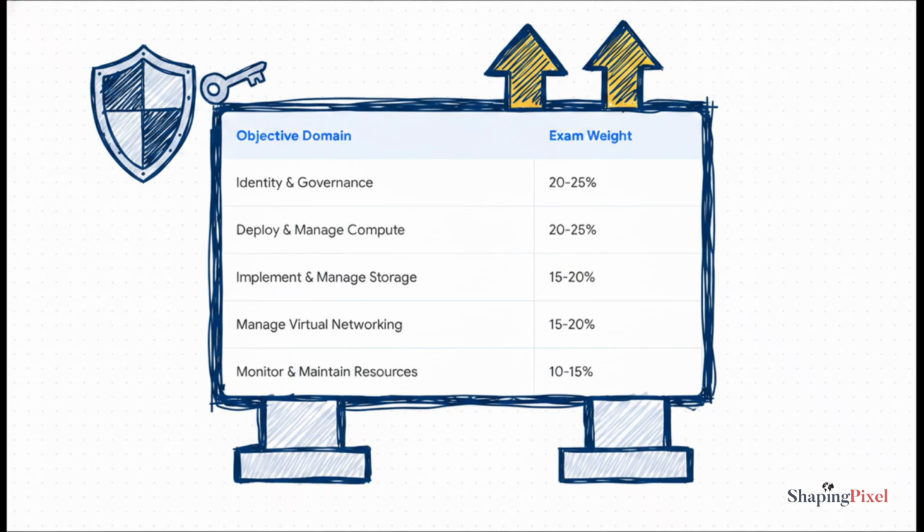Notice how the exam fundamentally prioritizes your study time. It's like a giant puzzle, and identity and governance, right alongside deploying and managing compute resources, are your absolute heaviest hitters. Each of those makes up to 25% of your exam. So if you're trying to triage your study sessions and figure out where to start, these are the 2 pillars you absolutely must build your foundation on first.